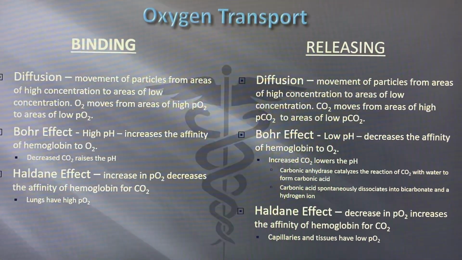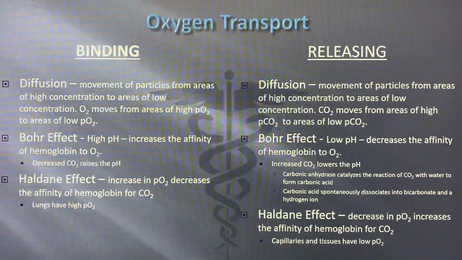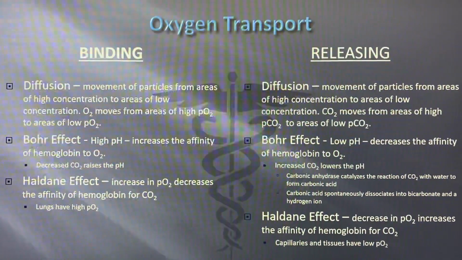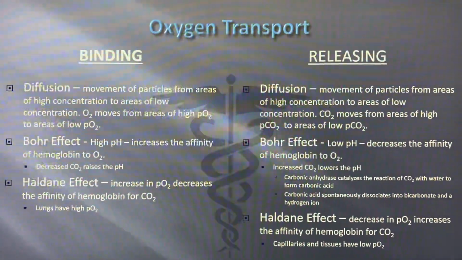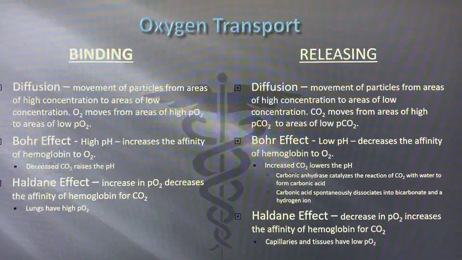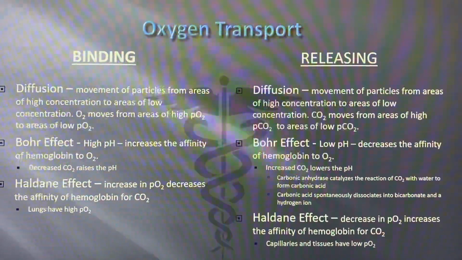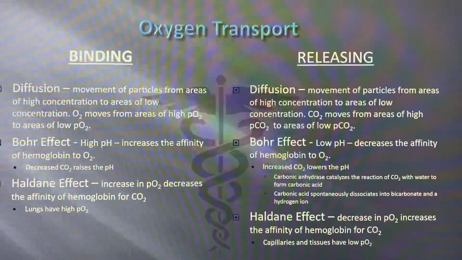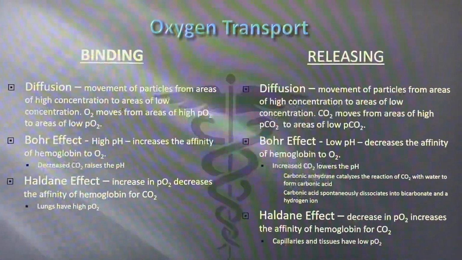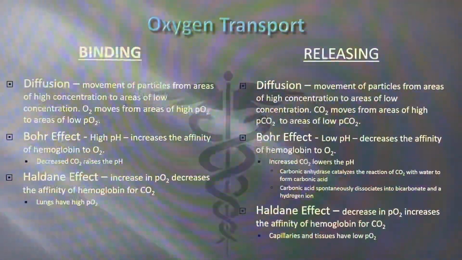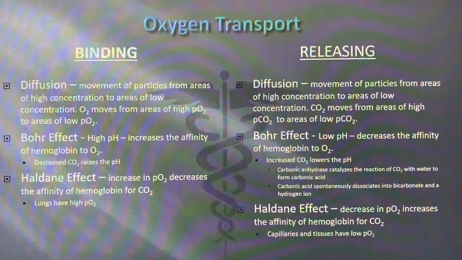Another effect on binding is a thing called the Bohr effect. That is that high pH increases the affinity of hemoglobin to oxygen. So decreased CO2 raises the pH. So why would CO2 decrease? That's because it has diffused out of the blood and into the alveola. So that would increase the affinity of hemoglobin for the oxygen. So then the hemoglobin picks up the oxygen and carries it to the rest of the body.